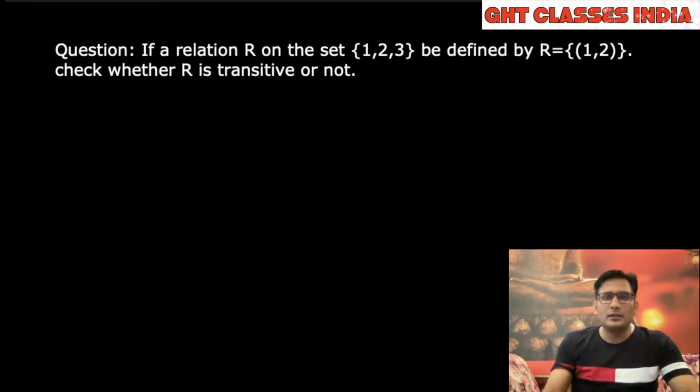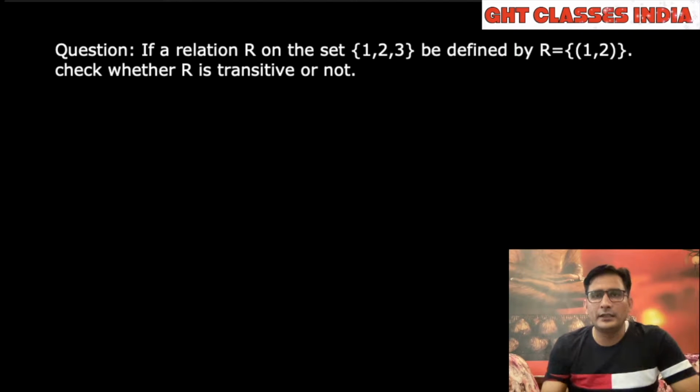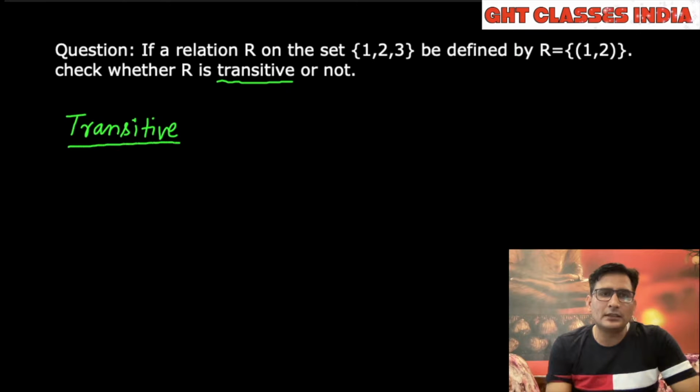If a relation R on the set {1, 2, 3} is defined by R = {(1, 2)}, check whether R is transitive or not. So we have to check whether R is transitive in this case. First of all, we must know about transitivity. So what is transitive? It is a type of relation.